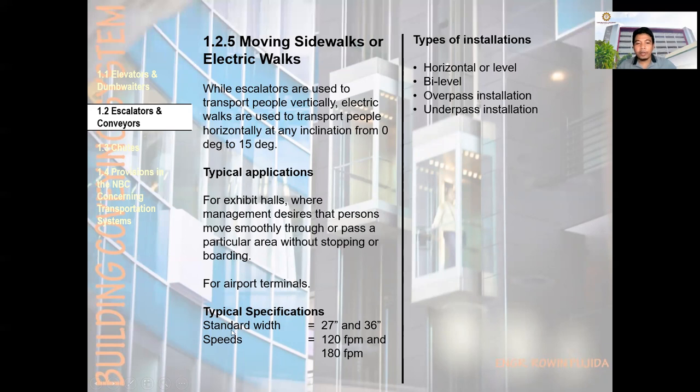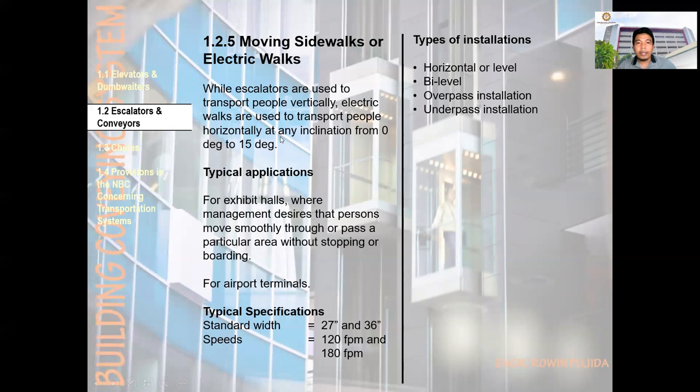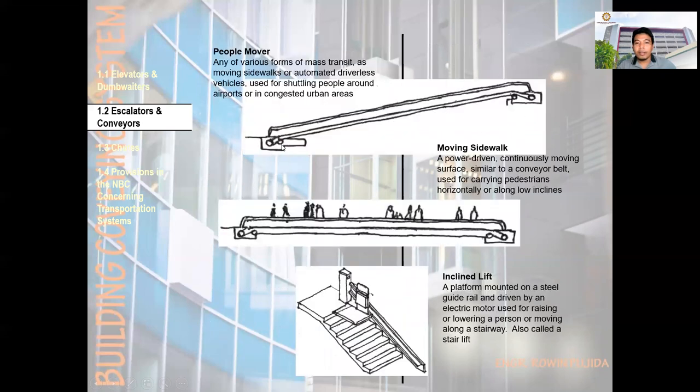The typical specification: the standard widths are 27 and 36 inches. The speeds are 120 feet per minute and 180 feet per minute. You also have the types of installation. You have horizontal or level. You can also have the bi-level, and then overpass installation or underpass installation. So you have this electric walk. I think this is installed in Metro Mambaling, Super Metro Mambaling.